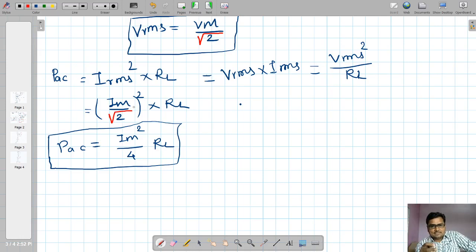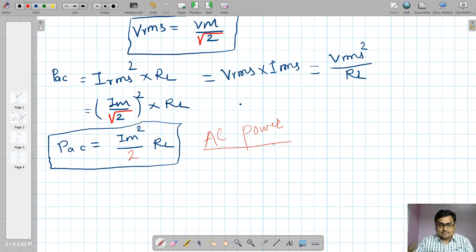So now it becomes Im square divided by, now instead of 4, I have to write only 2 here. So Im square divided by 2 multiplied by RL is the value of AC power. This is it. See, things are too simple if you understand half wave rectifier analysis clearly. So be clear with half wave rectifier, and you will be clear with full wave rectifier and bridge rectifier.